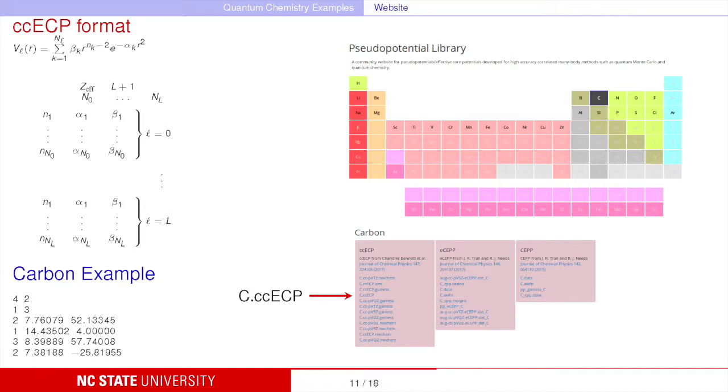So the first number is the number of electrons. And then the second number tells you how many channels are in the potential. This tells us that we have 2 channels, which means that there's an S channel and a P channel. In the S channel, there's one set of Gaussian expansions, and then the 3 parameters for that. And then the second channel, which is for the P channel, has 3. So there's a sum of 3 different Gaussians that have those individual parameters, which are described up there.